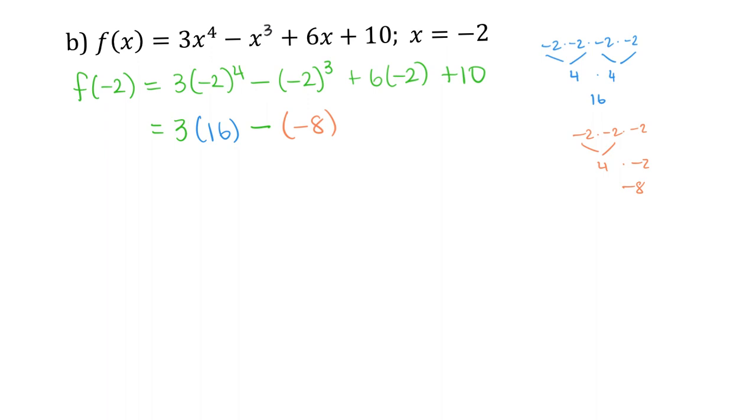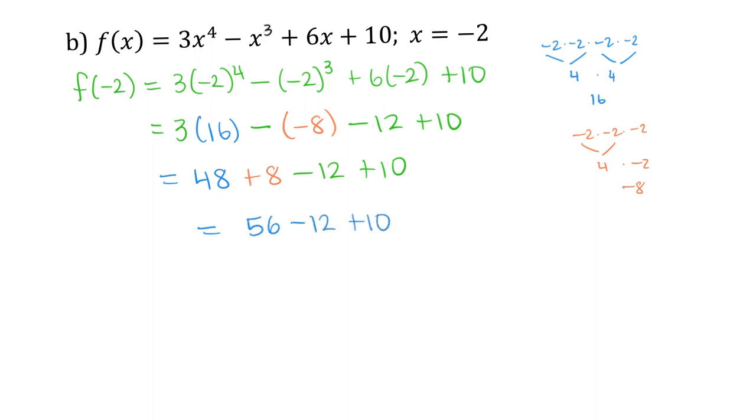Okay, since there's no exponents on the last two, I can do them however I want. So 3 times 16 is 48. Minus negative 8 is plus 8, then minus 12 plus 10. If you want to combine the negative 12 plus 10 already, you can, just watch your signs. It would be negative 2. So this is 56 minus 12 plus 10. 56 minus 12 is 44, plus 10 is 54. So check that you got the same answer. Our steps could be a little different. Once you get to here, how you add it up is up to you, as long as you're very, very careful and respectful of your signs.